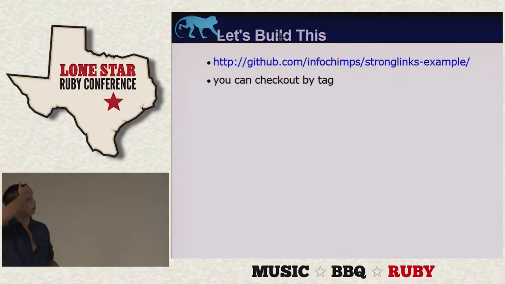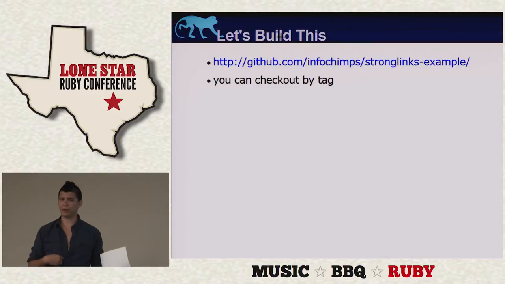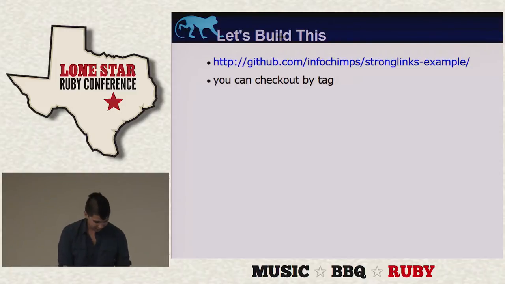If you guys want to follow along, here's the GitHub URL. You can also find an API key here to use for the demo if you just want to play around with the InfoChimps API. You can also check out by tag as I'm going along, because I'm just going to code. The command is git checkout and then the tag name, progress-whatever. Okay. You guys are ready to build? Let's go.